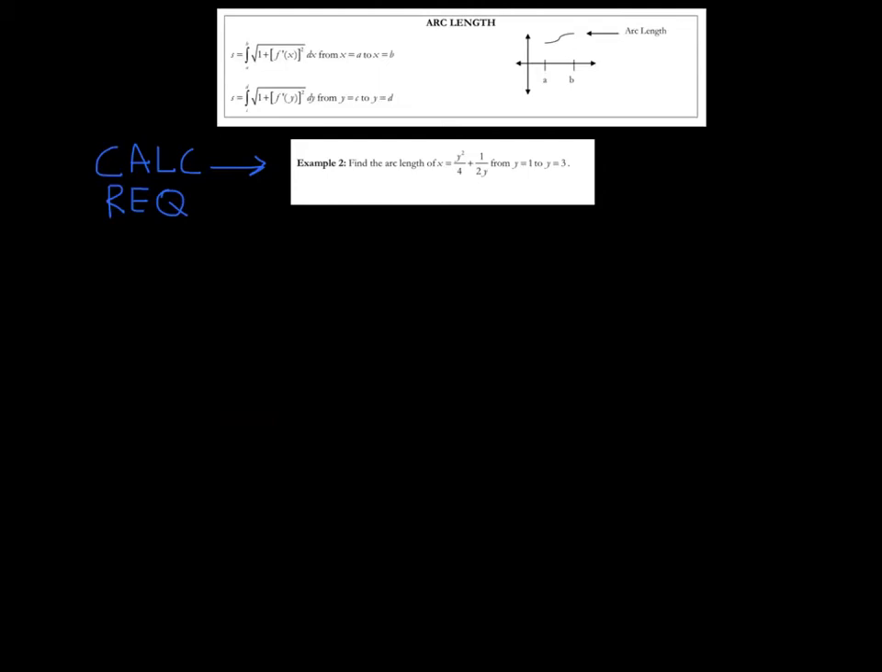All right, second to last example with arc length is going to be a calculator required problem. And so let's see if we can set this up here. We are given the function in terms of y. So f of y is equal to y squared over 4 plus 1 over 2y. And we're going from y equals 1 to y equals 3. So the first thing we want to do is take the derivative of this. So f prime of y is going to equal, looks like 1/2 y.